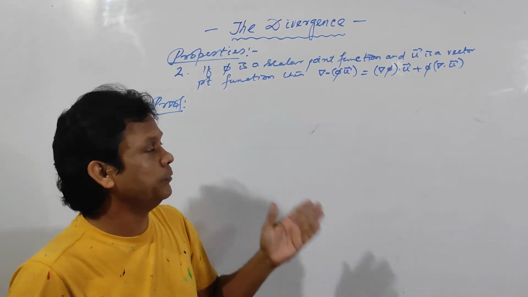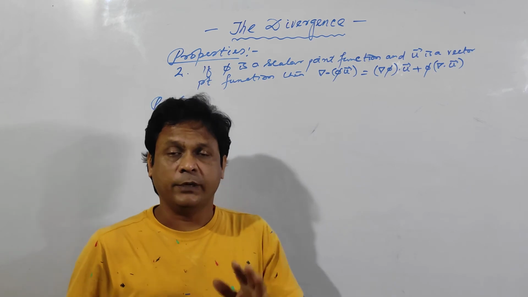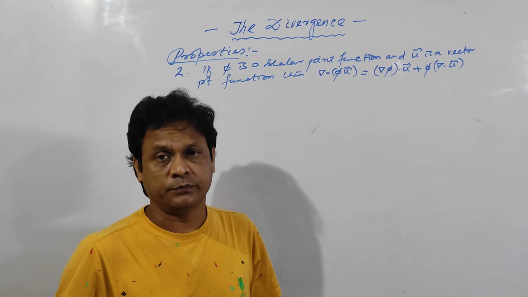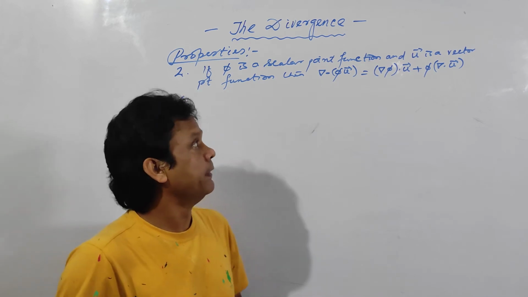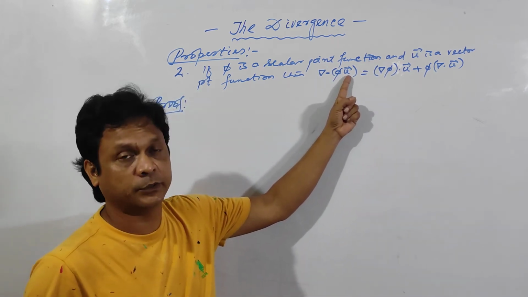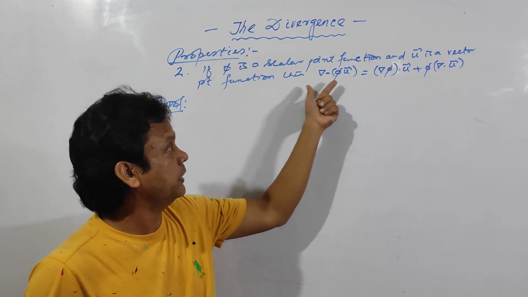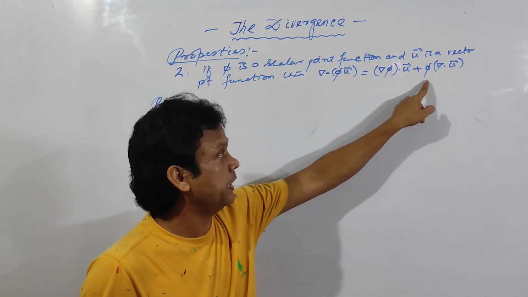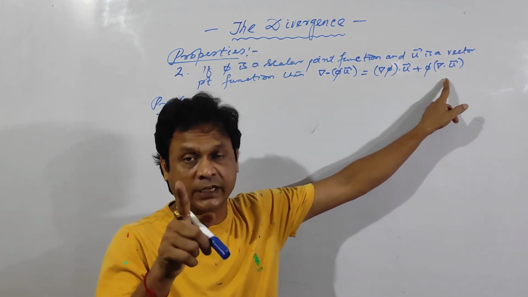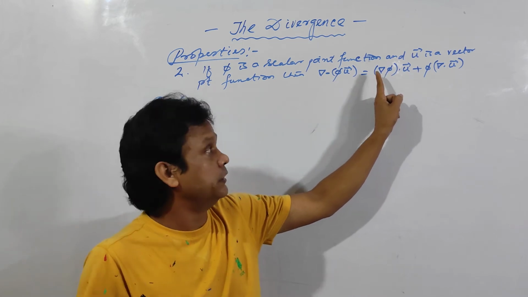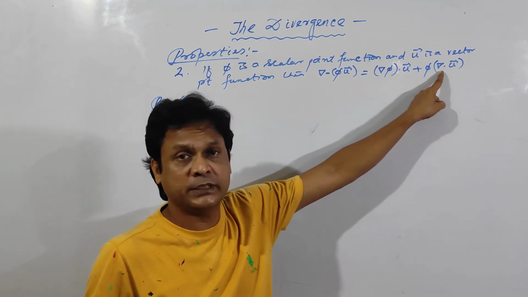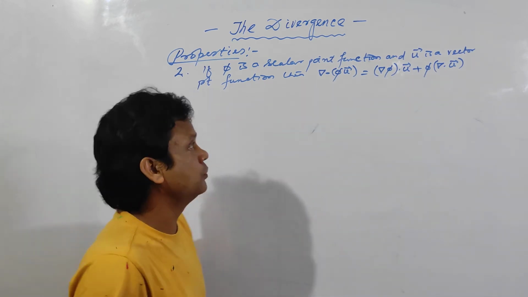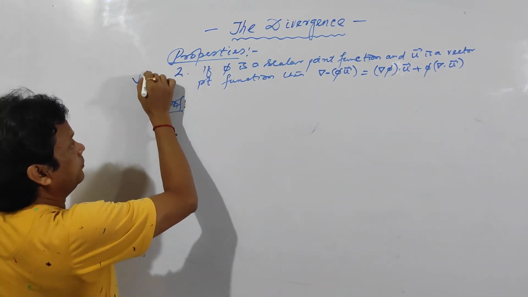This is the second property, but a very, very important property. In most problems on divergence, you have to apply this formula. Here phi is the scalar point function and u is the vector point function. Del dot (phi u), that means divergence of phi u, is equal to grad phi dot u plus phi times divergence of u. Del dot means divergence, simply grad means del, simply del means grad and del dot means divergence. So grad phi dot u plus phi divergence of u. So how to do this one? This one is very important.